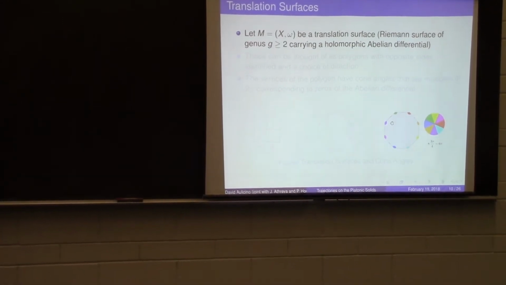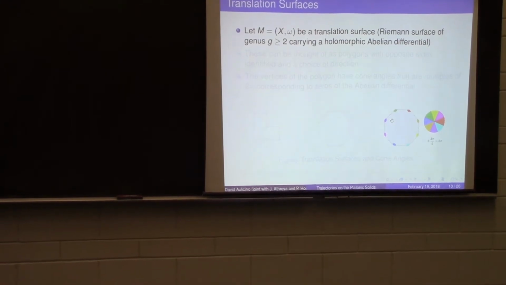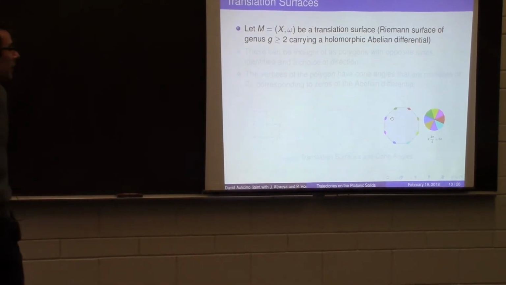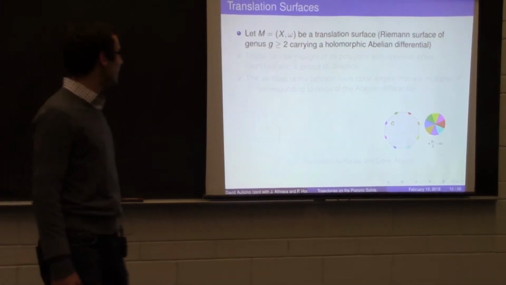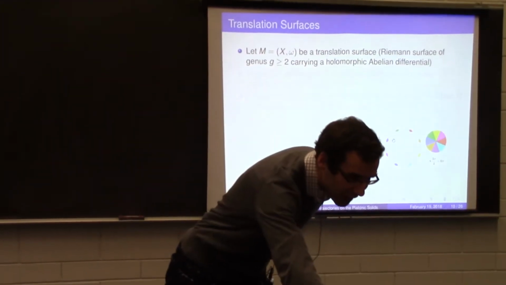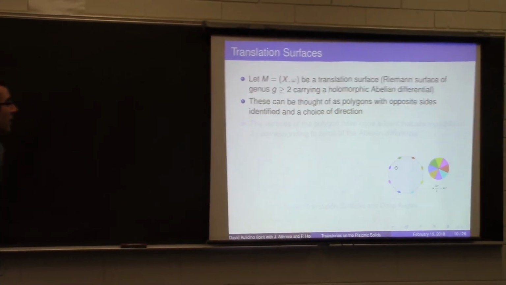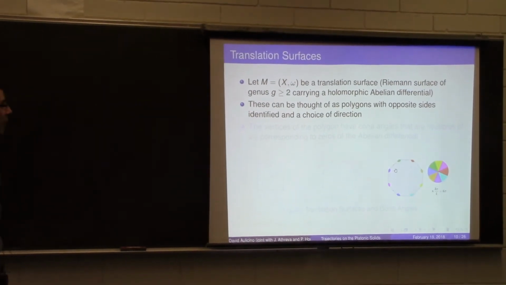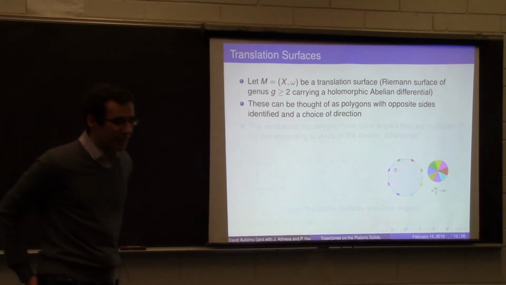It's just a pair of a Riemann surface with an abelian differential, or one-form. I said the genus is greater than or equal to 2. However, we just saw the genus 1 example, and there's no issue with looking at that. And these can be thought of also as polygons in the plane with opposite sides identified, and a choice of direction.